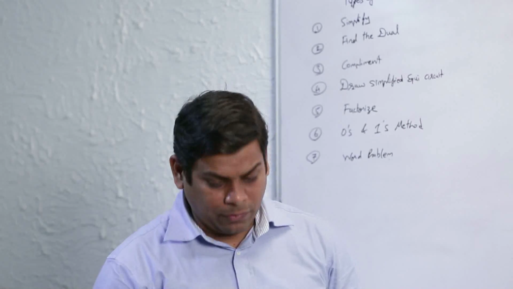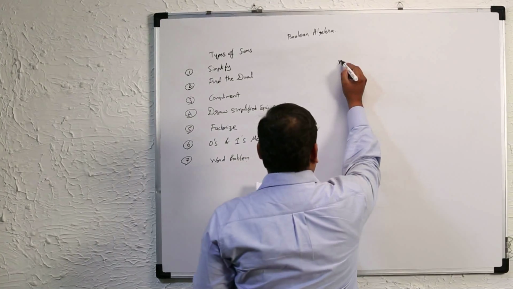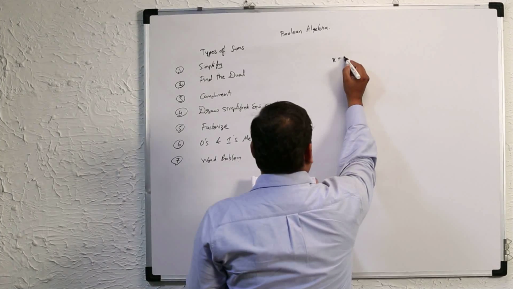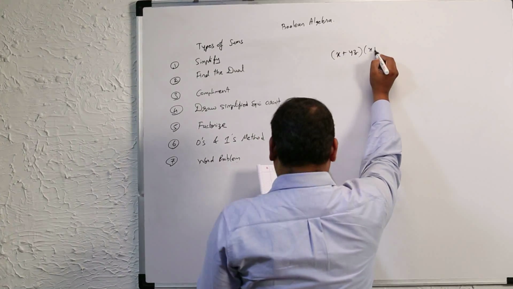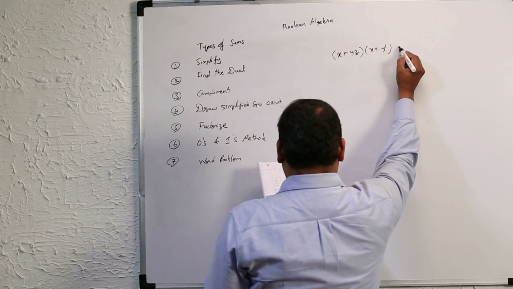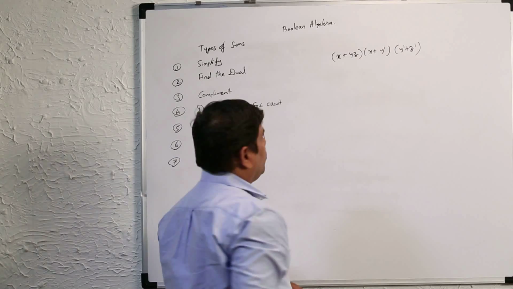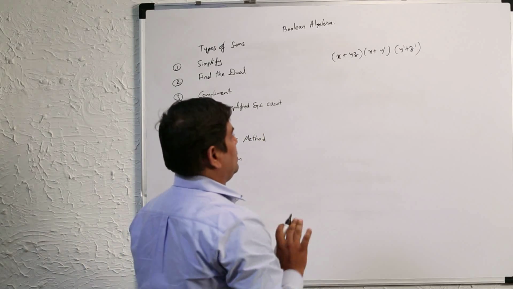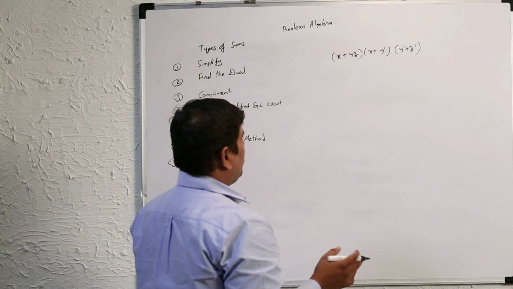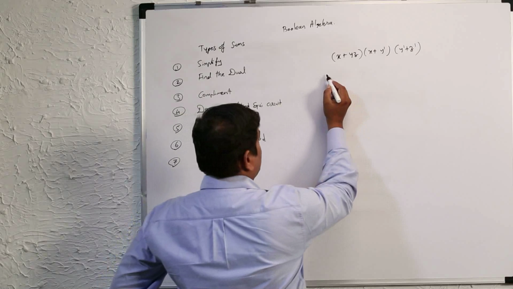We are going to start with sums of simplify now. Let us see the first one. We have x plus yz, times x plus y dash plus z dash. Our objective is to simplify this by using the properties of Boolean algebra. Now there are many ways one can simplify this. Let us see the first one.